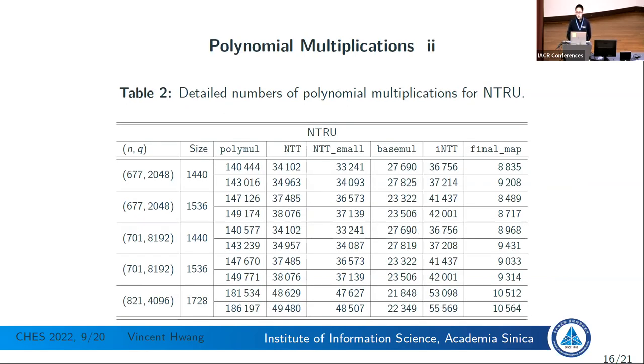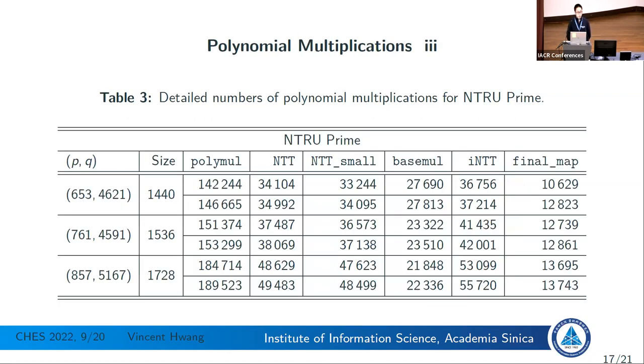And these are the detailed numbers about the polynomial multiplications. You can find that the only differences between the polynomial multiplications based on the same size of convolutions are the final maps, which reduce the result in Z of X to the target polynomial rings. And these are the numbers for NTRU Prime.